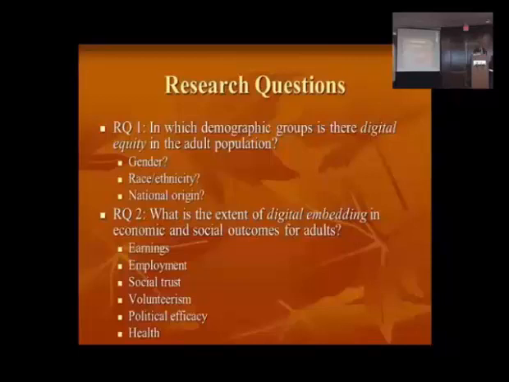The second research question is, what's the extent of digital embedding? That is, embedding of digital literacy in economic and social outcomes for adults. And these are some of the ones I wanted to look at. And I'll come back and define these terms operationally in my analyses in a little bit.